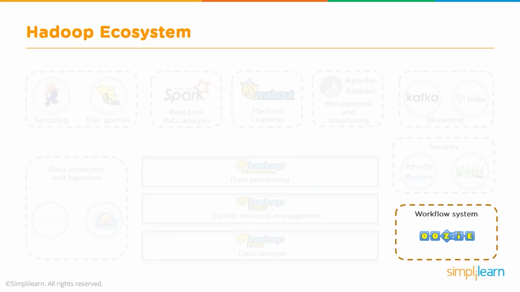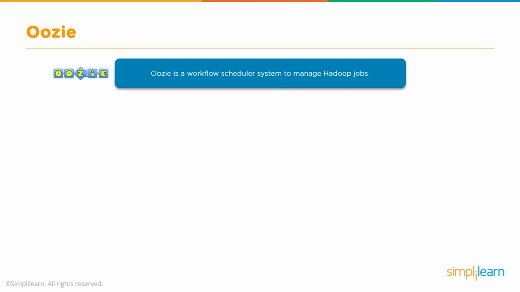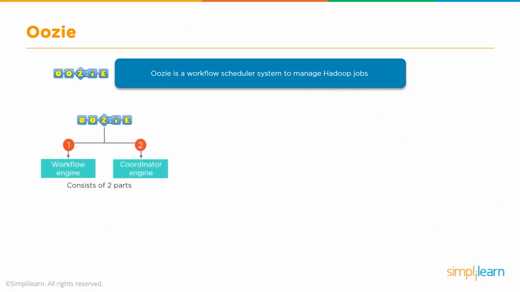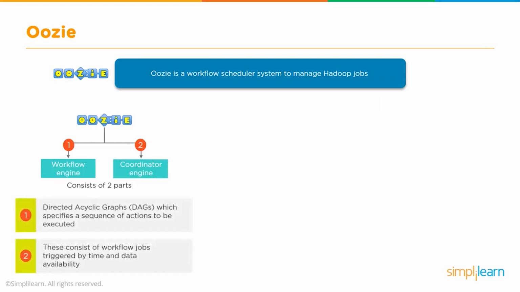And there's some other ones out there. Oozie is the one that's specific to Hadoop. There's also like a Zookeeper out there and some other ones. Oozie's pretty good. Oozie is a workflow scheduler system to manage Hadoop jobs. And so you have a workflow engine and a coordinator engine. So it consists of 2 parts, what's going on and coordinating what's going on. And directed acyclic graph DAGs, which specifies a sequence of actions to be executed. These consist of workflow jobs triggered by time and data available.